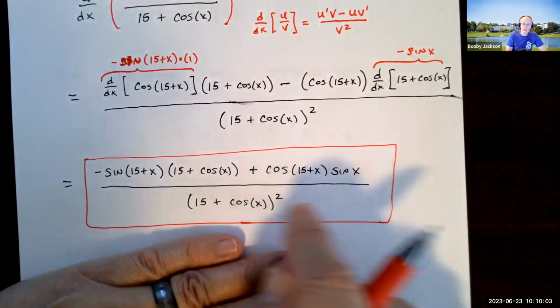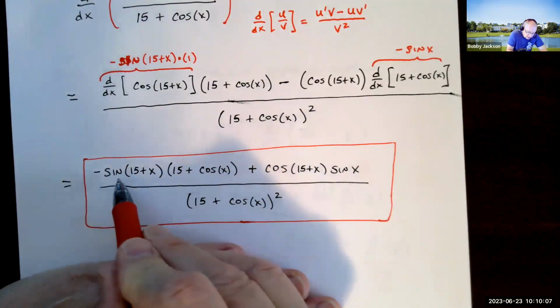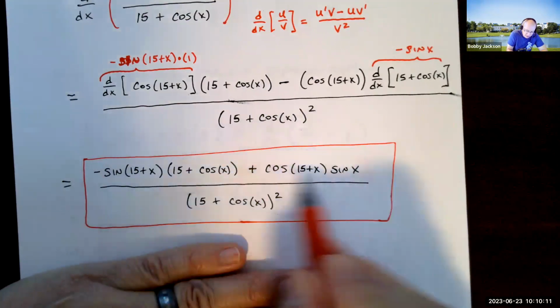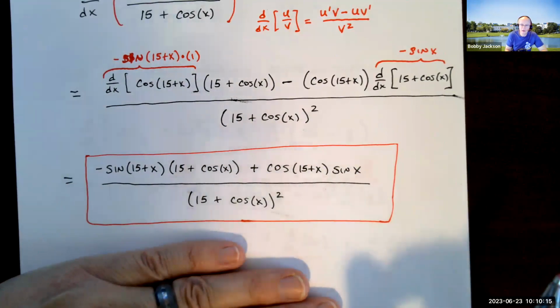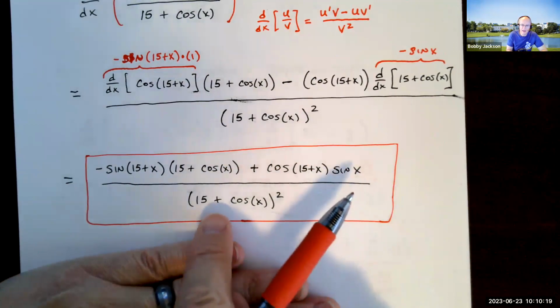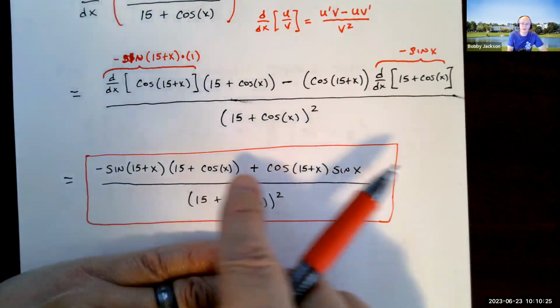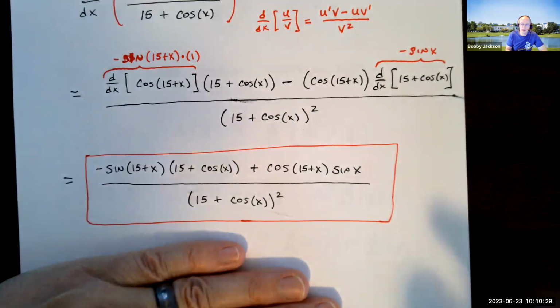Now, I would stop here. I mean, I could distribute the negative sine of 15 plus x through this right here. But then when I look at the terms I have, there are really no common factors. There's no trig identity that I can really use. Again, it's not helpful to expand the 15 plus cosine x down here. I would just leave it factored. If you could factor something up here, maybe find a common factor, that could work.